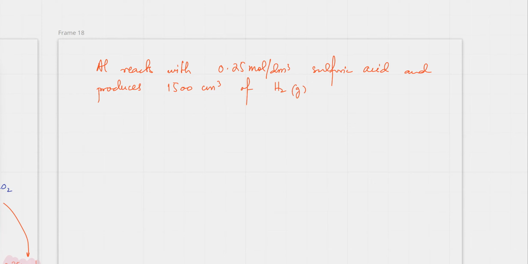So they are asking, number one, for you to find the mass of aluminium that has reacted. Number two, they're looking for the volume of sulfuric acid that's going to be used in the reaction. I mean, that's it. These two things. So the first basic thing is to start with the equation.